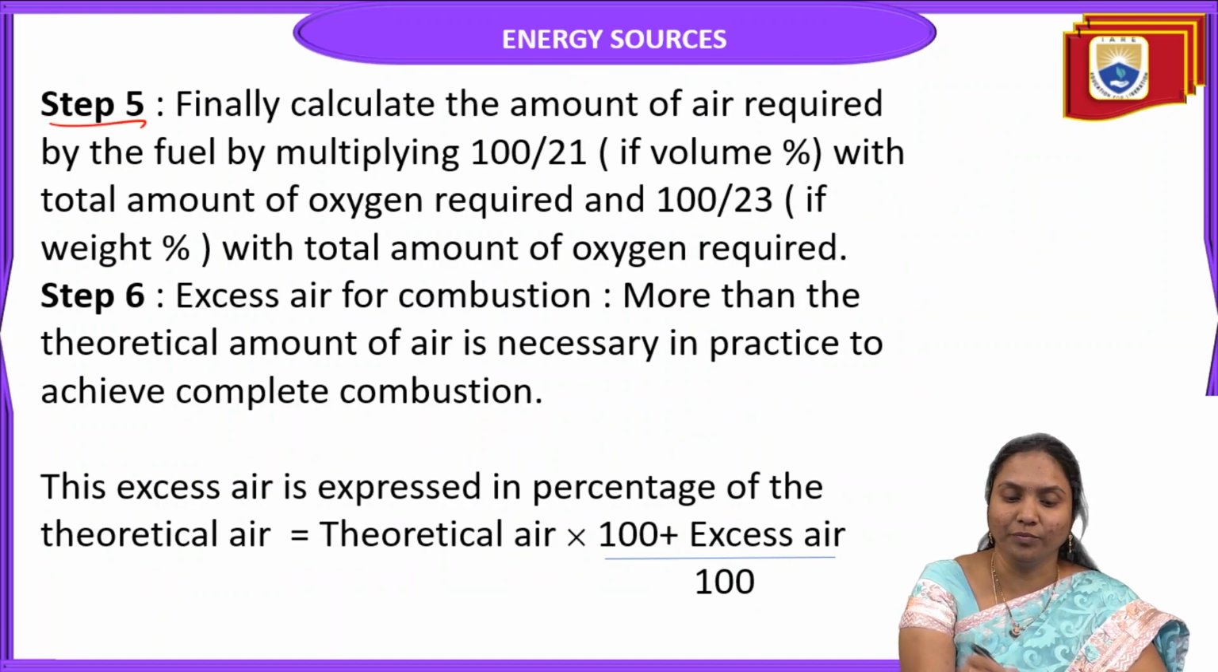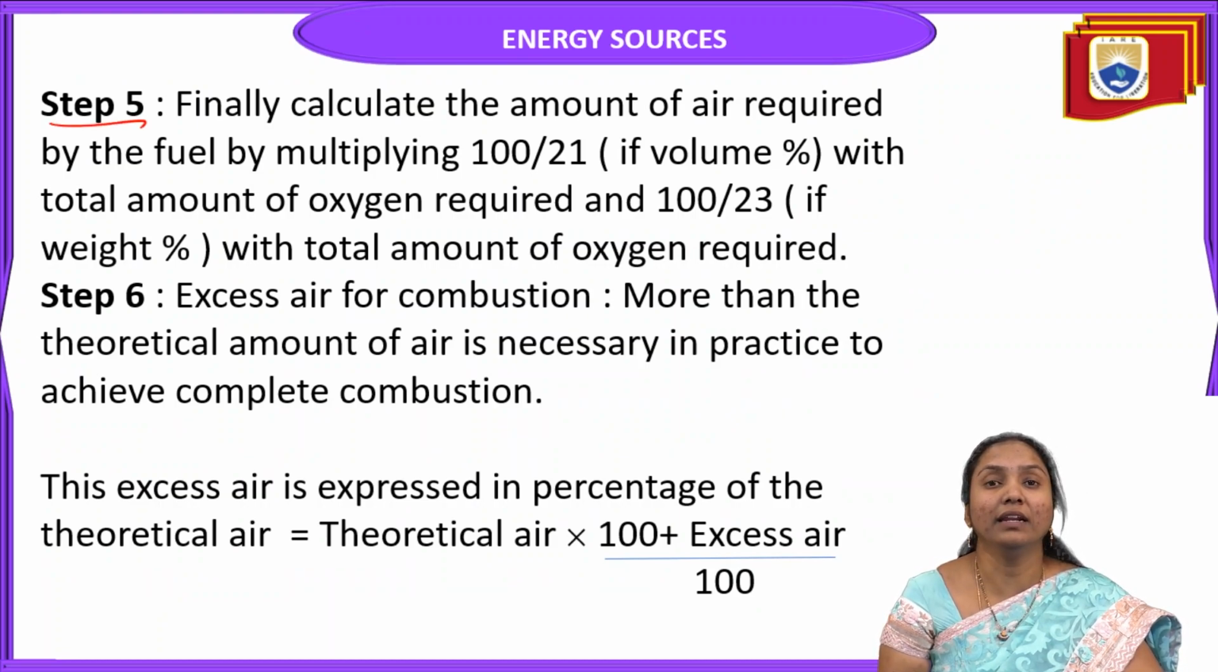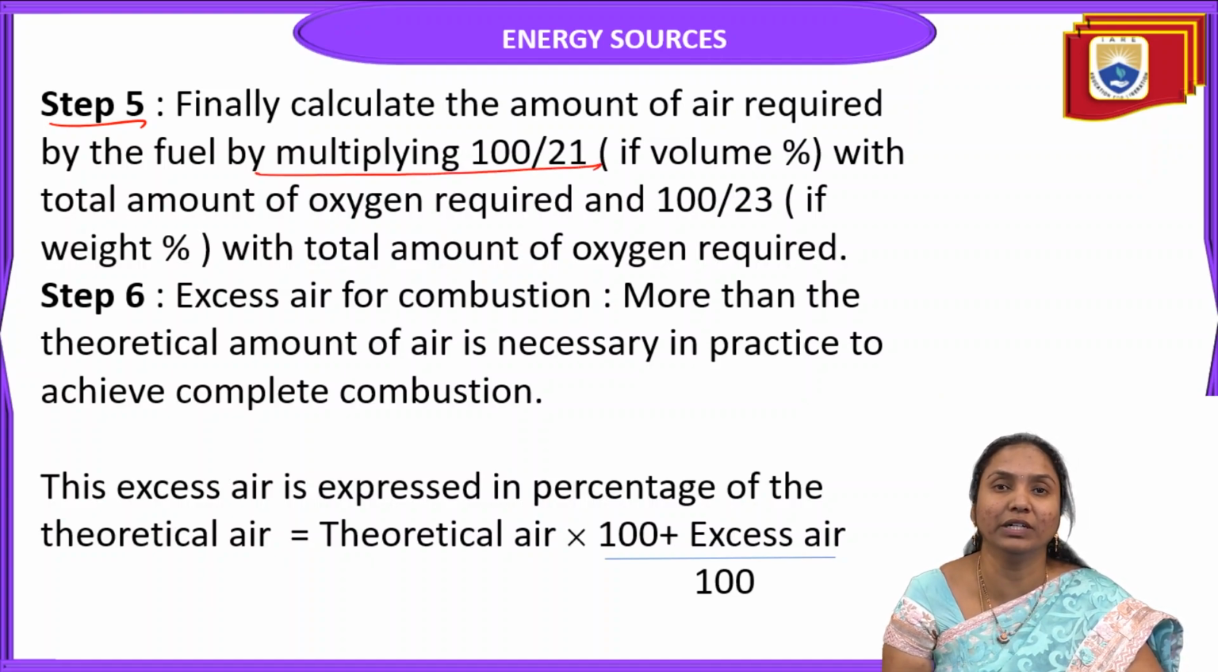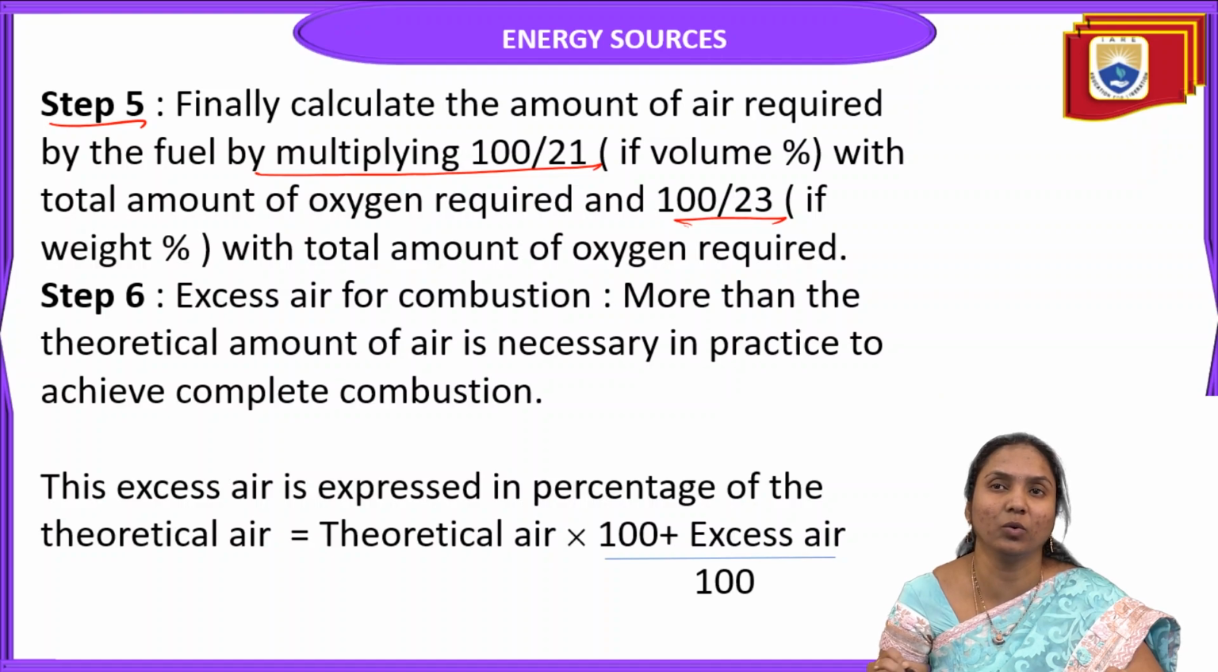Next, step 5. Finally, calculate the amount of air required by the fuel by multiplying 100 by 21 if the volume percentage is used, or 100 by 23 if weight is used, with the total amount of oxygen required. So what is the meaning of step 5?